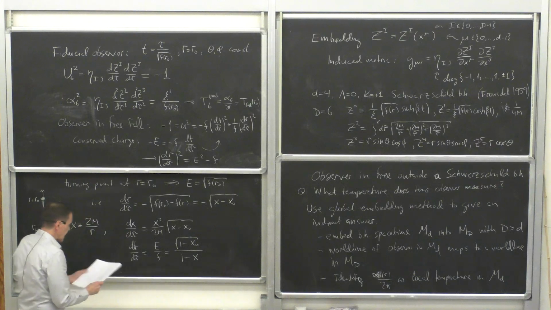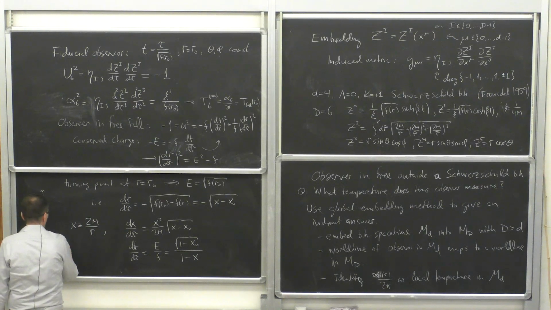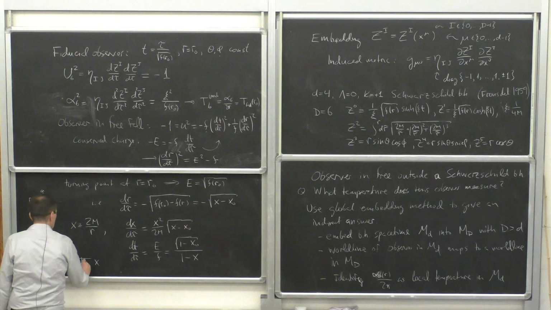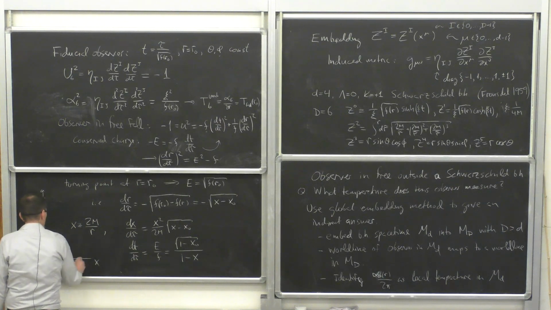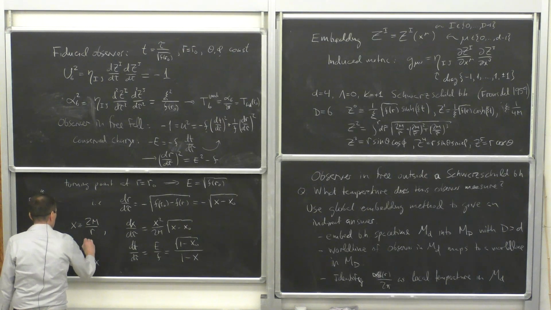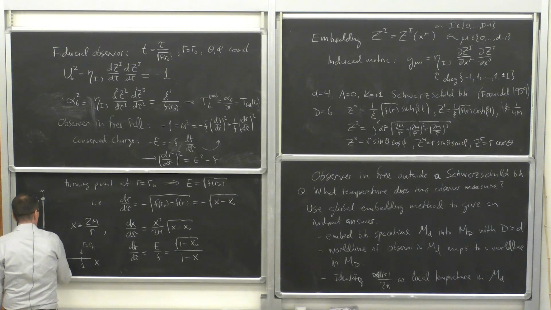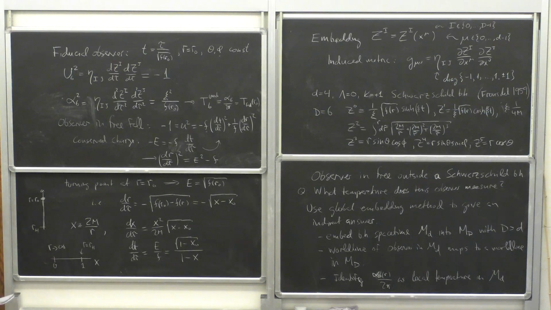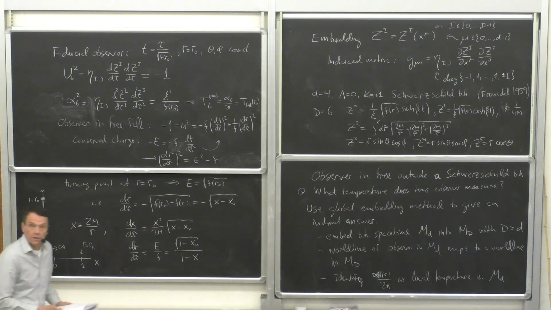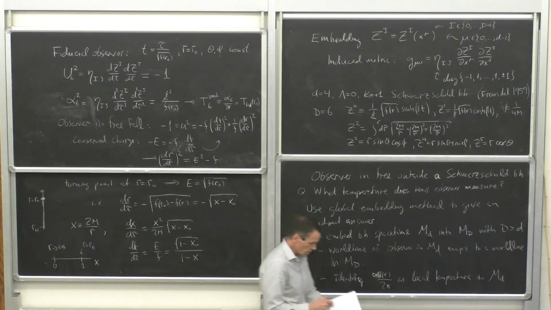Okay, and if I plot x here, x equal to 1 is the event horizon, this is r equal to r_h. And then x equal to 0 is r goes to infinity. Okay, so I'm interested in things as a function of x from 0 to 1. Okay, so this is my orbit.